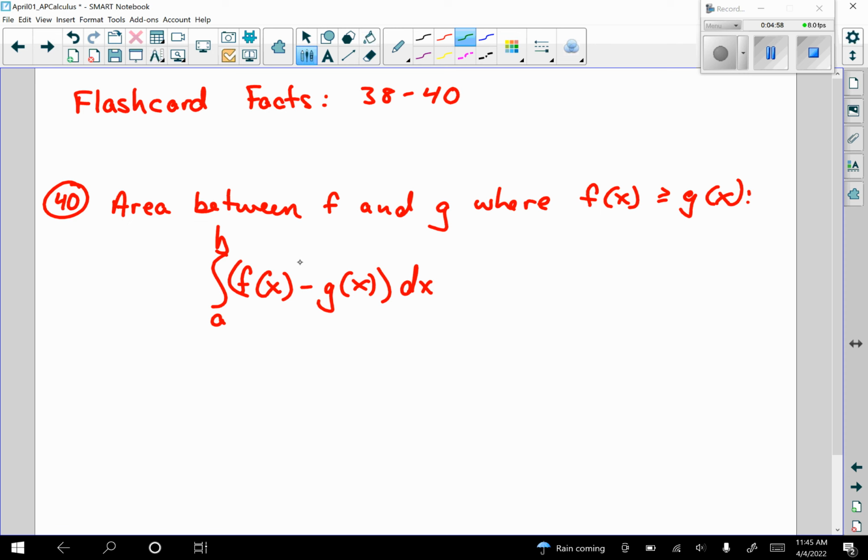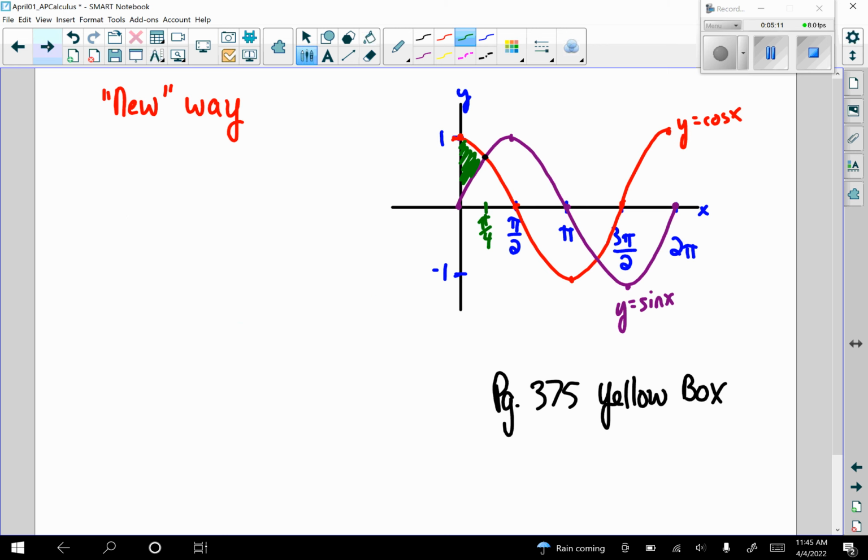So we're going to redo the problem, what I'm going to call the new way. And we'll see how this applies. But make sure you take a look at those facts, 38, 39, and 40. All right, so let's go back, re-sketch this. We're just going to go to pi over 4.